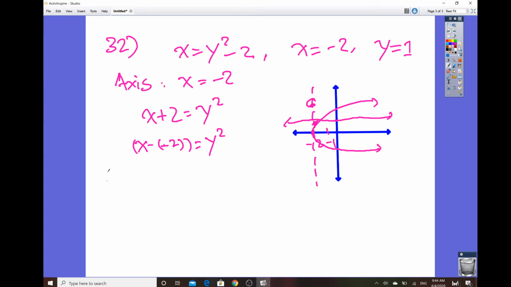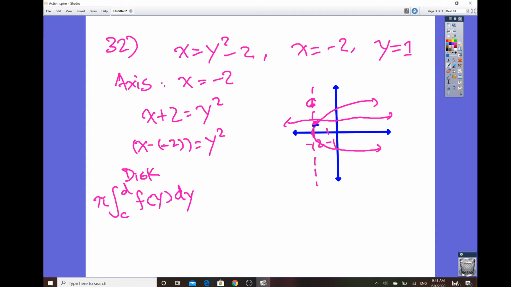So let's start it off with the disk method. The disk method is basically pi times the integral from c to d of f of y dy. Another thing you want to find out is the indicator, dx or dy. Make sure the indicator is always perpendicular to the revolution axis. Because the revolution axis is x equals negative 2, that means we're using dy for this case.